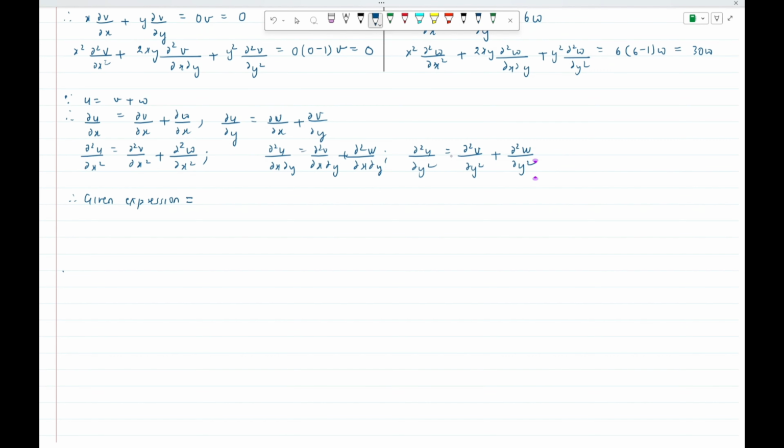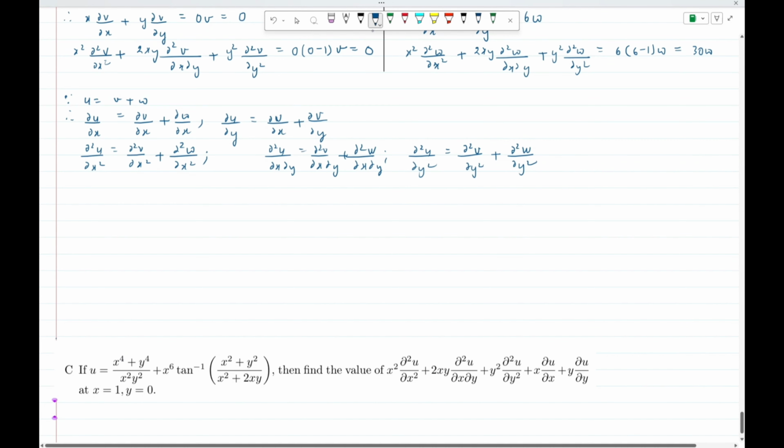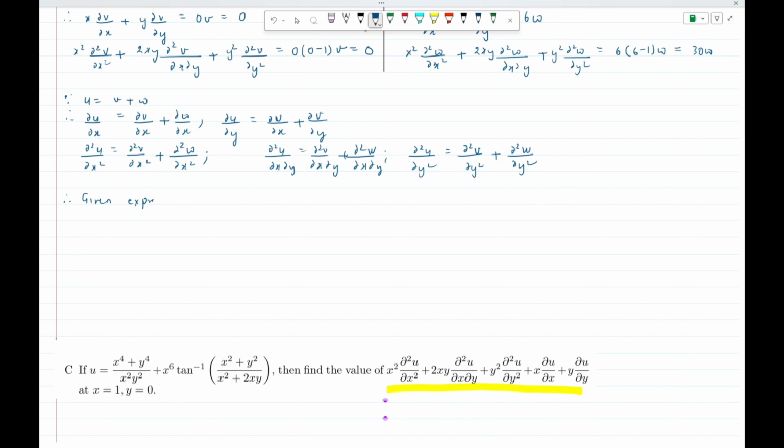So therefore the given expression which we have on the left side, I'll just paste the value here. Now this is the required expression. So therefore the given expression can be written as x square. Now we have a factor here, del square U over del x square, and we can use this relationship to rewrite that. So it is going to be del square V over del x square plus, I just write down the other term, x square into del square W by del x square.